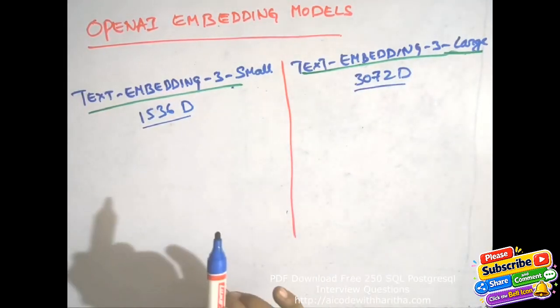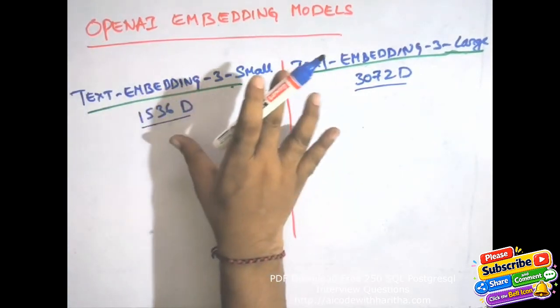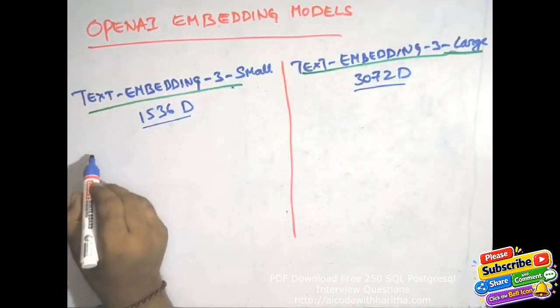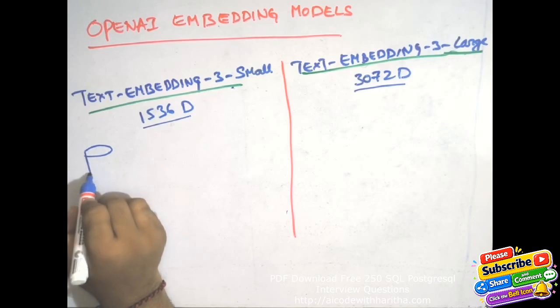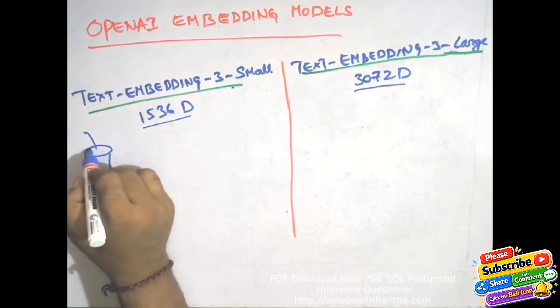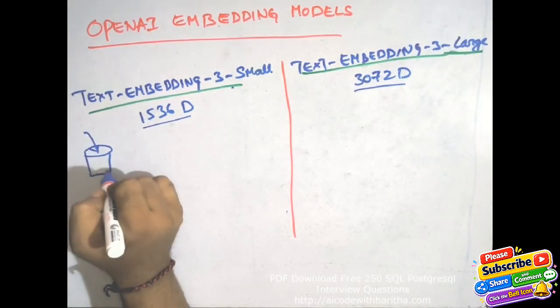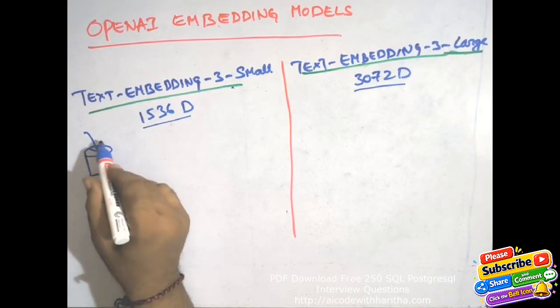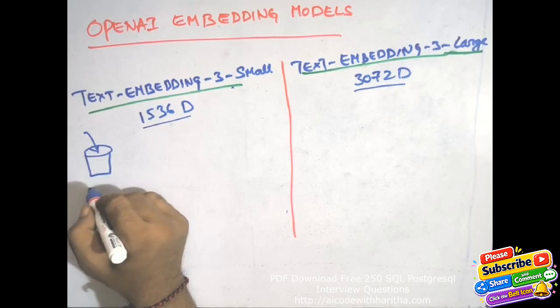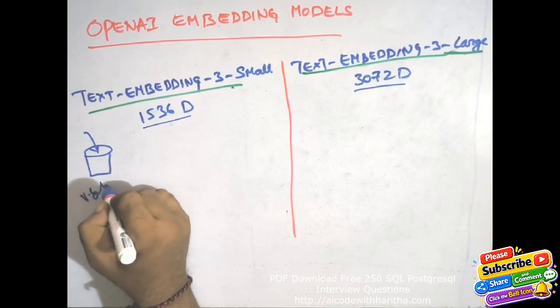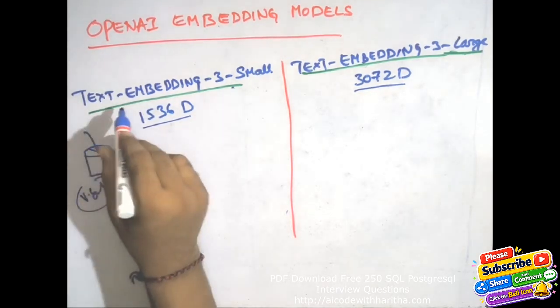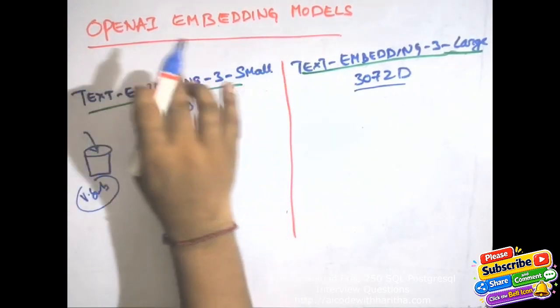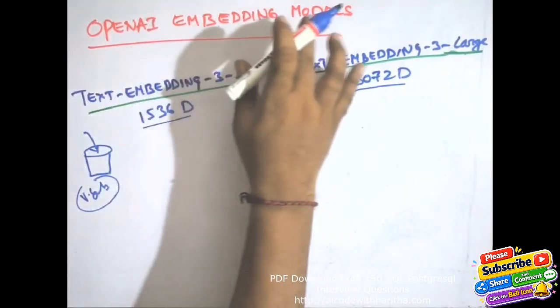Now the question is why we require these embedding models. For example, this is a vector database. Some company wants to store raw data information into this vector database. AI doesn't understand what the raw data is, so we need to convert it into vector embeddings. That conversion will be done by these two embedding models. These two are OpenAI embedding models.